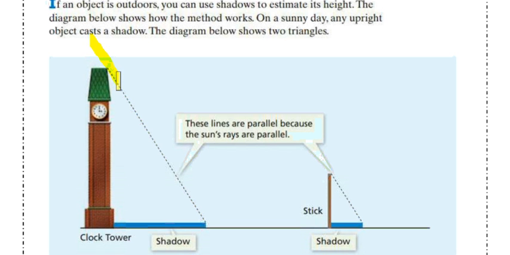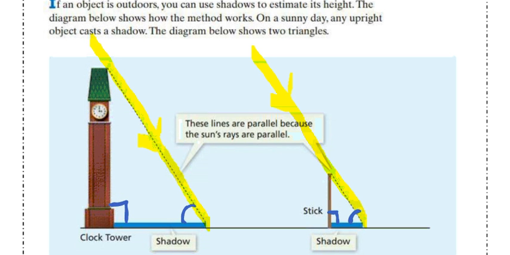The sun's rays, which are coming from up above, are always going to be parallel to one another. And why this is important is because the angle that they make with the ground will always be the same. Because objects are always drawn perpendicular to the ground, they will make right angles.